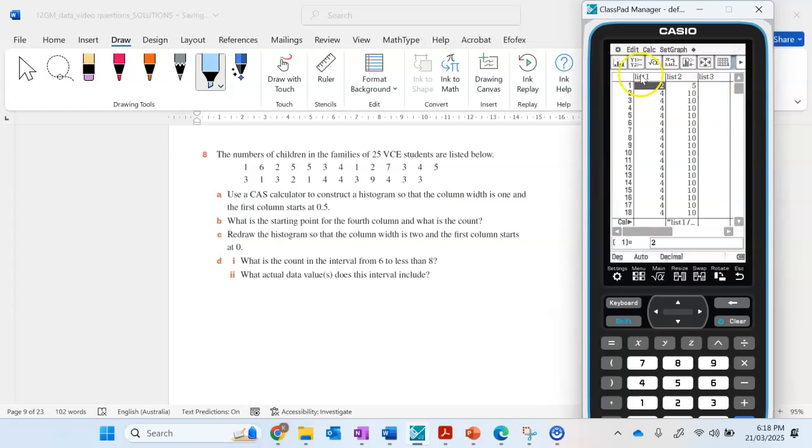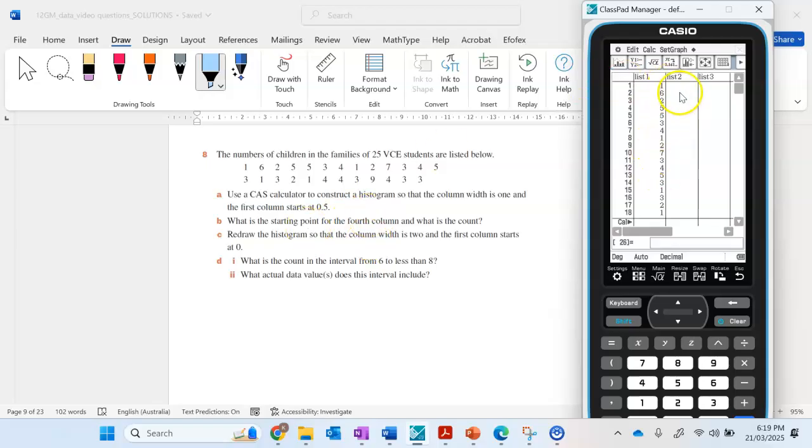So go statistics, clear what we've got in there. All right, quickly enter the data. All right, so just make sure we've got 25. They all look pretty good. If I was doing this on a SAC, I would definitely take my time to check that I've entered it correctly. All right, so we want to do a histogram.